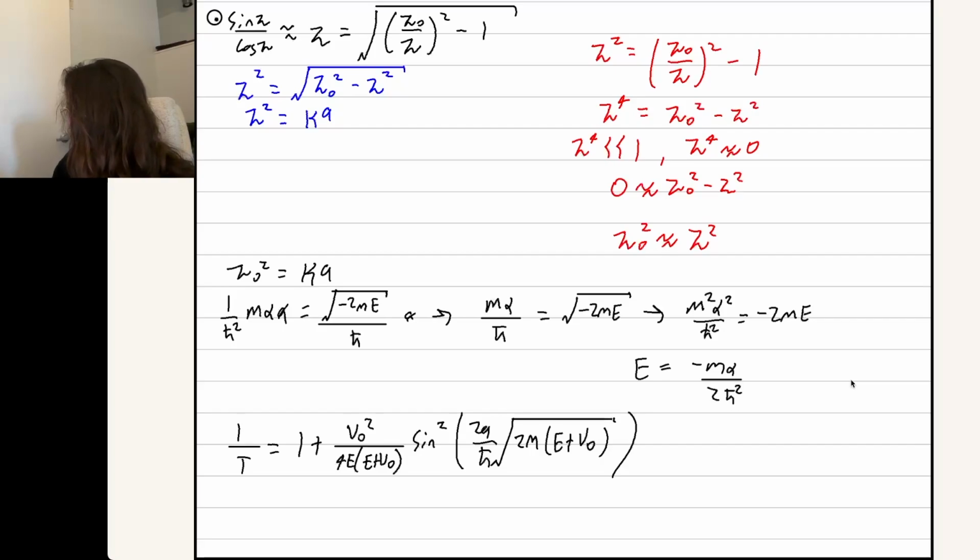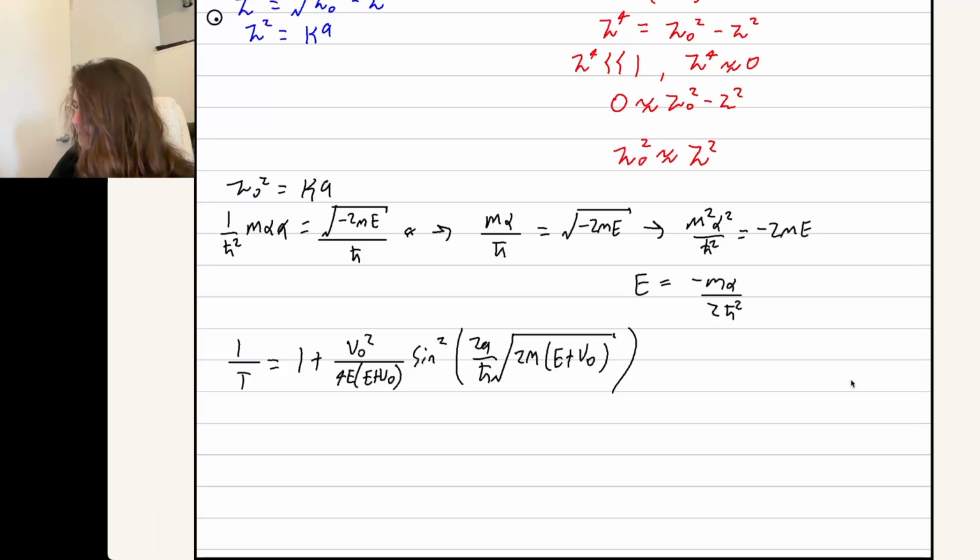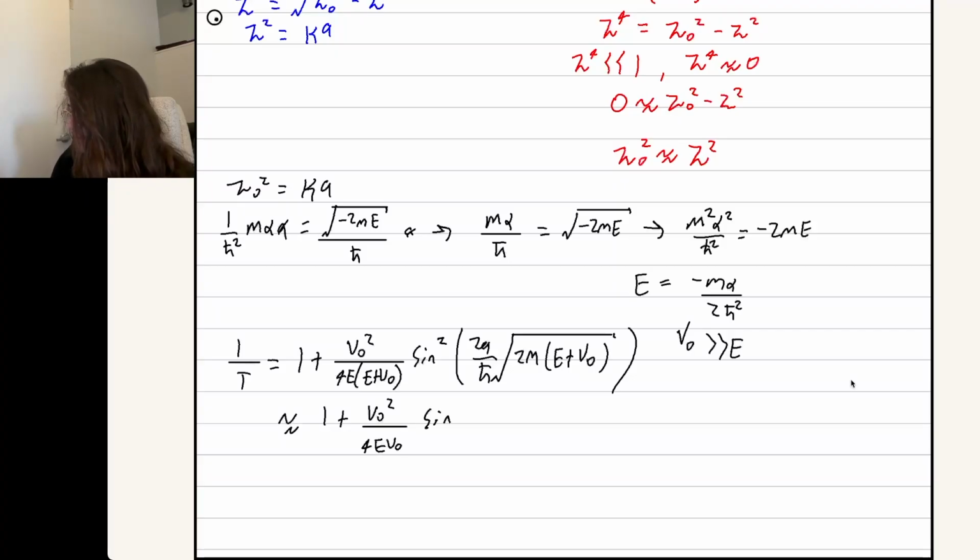So the first approximation that we're going to make is that since the delta function is going off to infinity for the potential, we're going to say that V naught is a lot larger than E. And so we're going to take any place where it's E plus V naught and just truncate it to V naught. So we have 1 plus V naught squared over 4E V naught sine squared of 2a over h bar times the square root of 2m V naught, right?